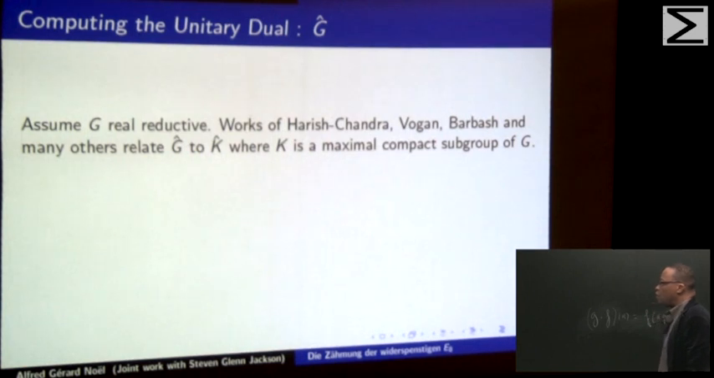Here, all those names are quite familiar to us. What you do is try to go from this real group and move the problem into looking at representations of a maximal compact group. As I said earlier, for compact groups, the irreducible representations, or the unitary dual, are well understood. But it turns out that's not such a simple matter.